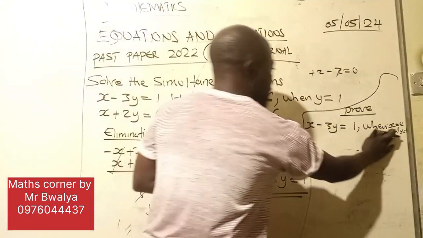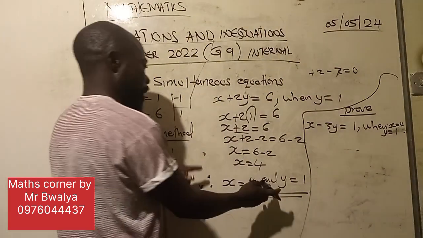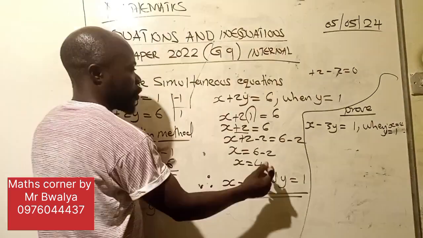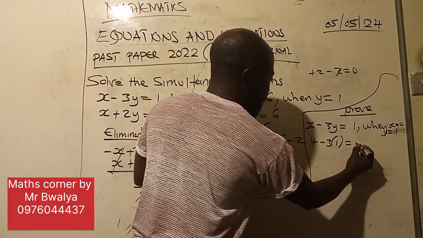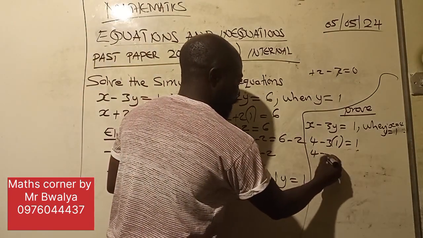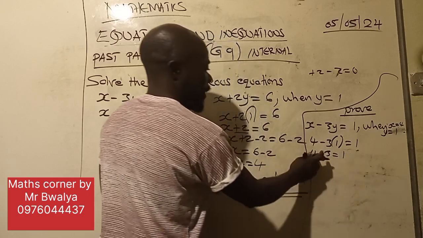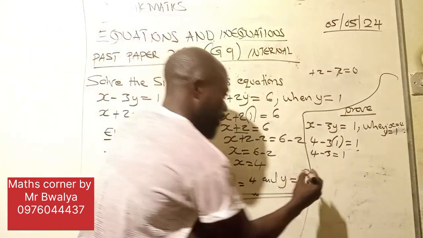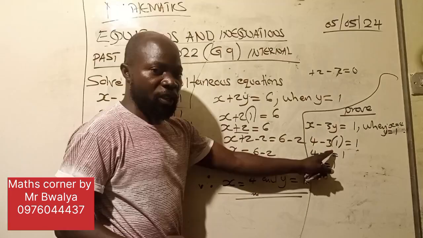Where there's x, we are going to put 4, and where there's y, we are going to put 1. So here we'll say 4 minus 3 open bracket 1 close bracket is equal to 1. Are we together? So 4 minus 3 times 1, it will give us 3, is equal to 1. Then when you subtract 4 minus 3, automatically it will give us 1. Therefore, it is equal to 1. Hence, you've proven the first equation.